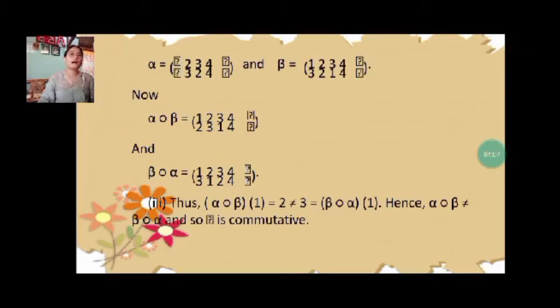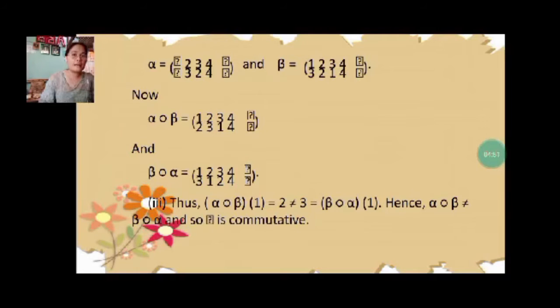So now, we will find the function composition of alpha and beta. In the book, alpha composition beta is equal to 1 to 2, 2 to 3, 3 to 1, 4 to 4, up to n. And the function composition of beta and alpha is equal to 1 to 3, 2 to 1, 3 to 2, 4 to 4, up to n.